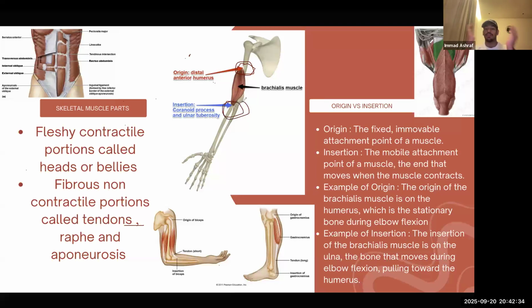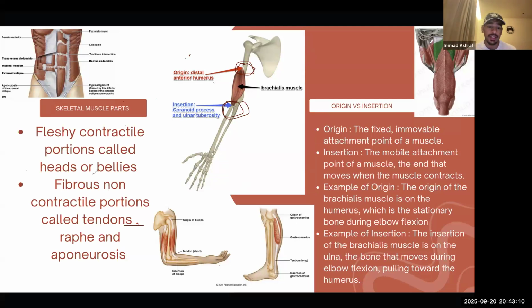Now what happens when you flex your elbow? You see this is happening. Your ulna, which is present over here, is moving. So the ulna is the insertion point. Whereas the humerus is not moving. I can flex as much as I want, the humerus is not going to move. It's at one place. So that part is the origin, and the part that's moving is the insertion. Again, the insertion on the ulna moves, and the origin on the humerus does not move.